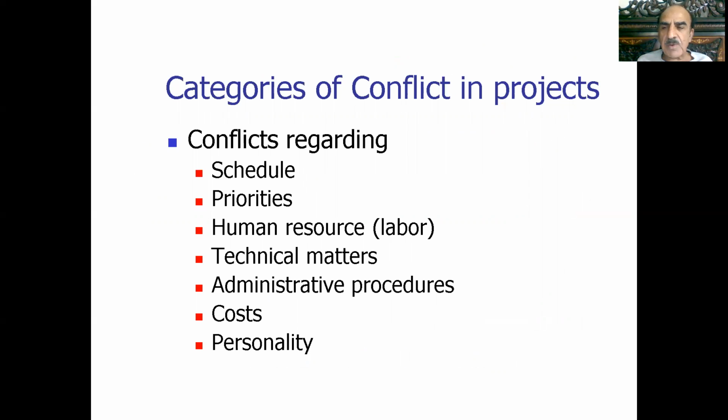Now, in projects, we can see a number of conflicts, and the sources of these conflicts mainly come from the schedule, the priorities, human resource deployment, technical issues, the non-human side of the projects, administrative procedures, caste, personality, and many more things. The severity or intensity of the various types of conflicts also varies from one phase of the project to another, and we will see the next diagram.